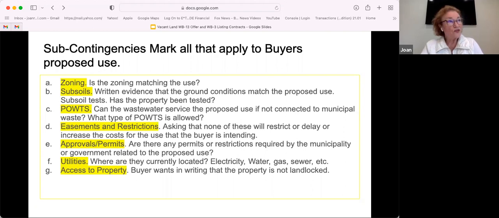Maybe the buyer just wants to buy it for hunting. That's fine. You might not have to check all those boxes then, because he's just going to use the raw land for a private hunting site. Any questions under these sub-contingencies? This is where it throws most agents off if they've never written a vacant land offer. Good.